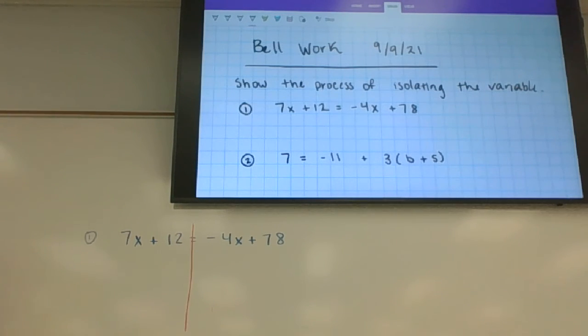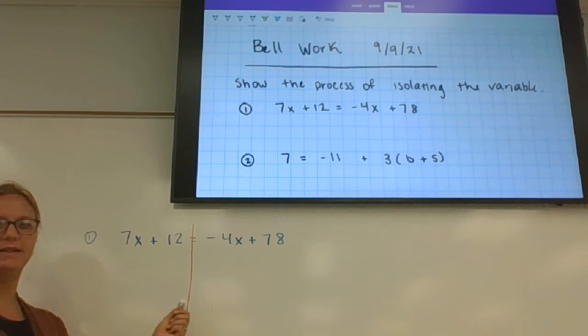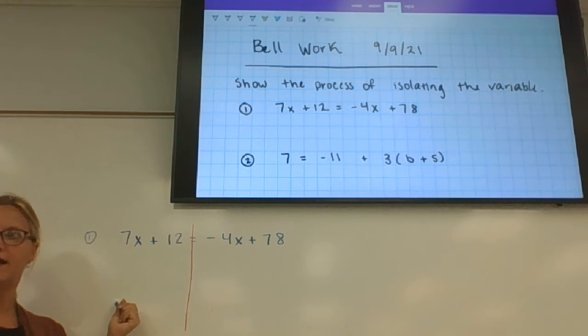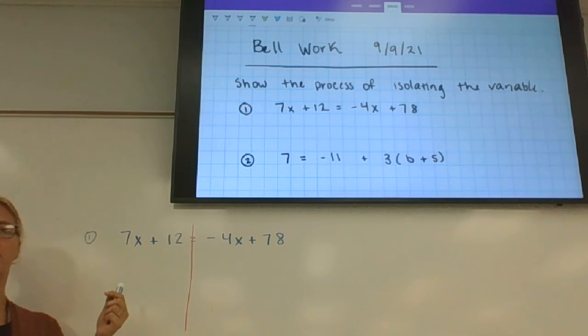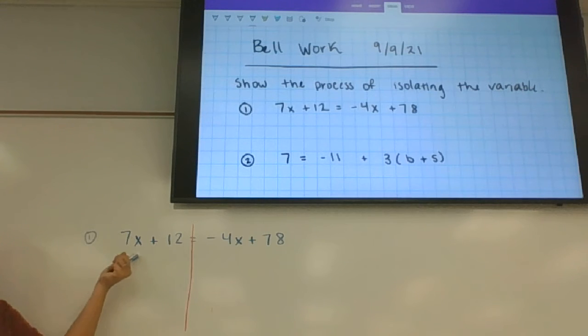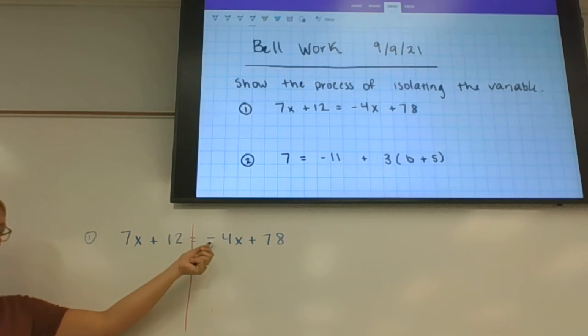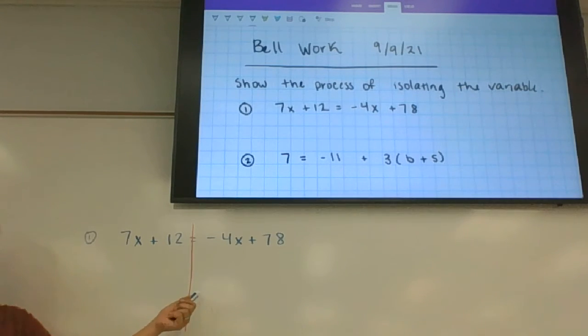So the first thing we want to do is bring our variables together. They shouldn't be separated by this line. They should be on the same side. There's two right things to do. Half of you are going to do one way and half might do the other, and that's okay. They're both equally good. We could either minus 7x on both sides, or we could add 4x on both sides. I don't like negatives, so I'm going to add 4x.